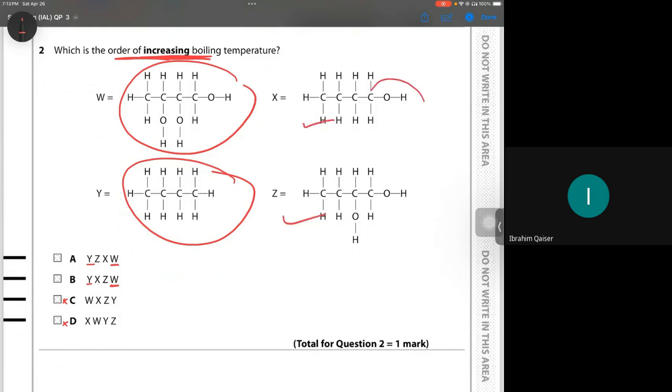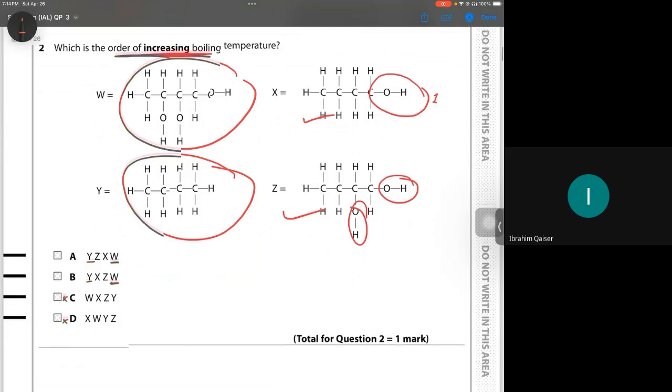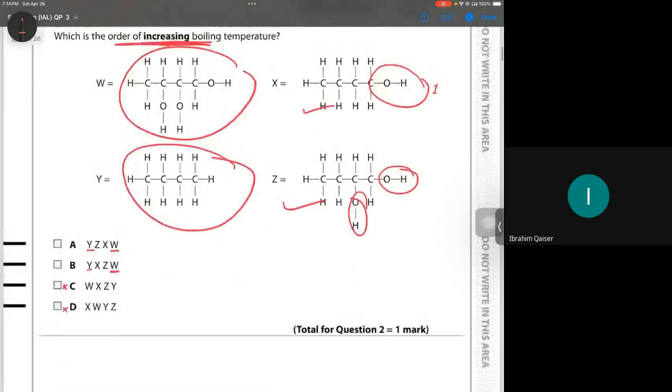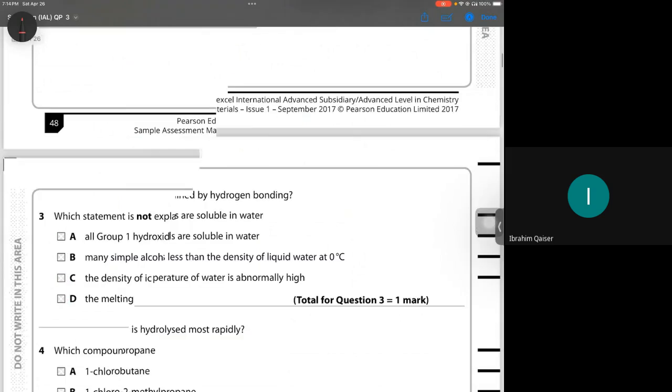Okay, in this we have only one OH, in this we have two OH. So the number of OH increases, so the intermolecular force increases, so the boiling temperature would increase. So that's why Z is supposed to have the highest one. So option B is correct. Okay, this is the correct order from the lowest to the highest. That's it. Question number 3.